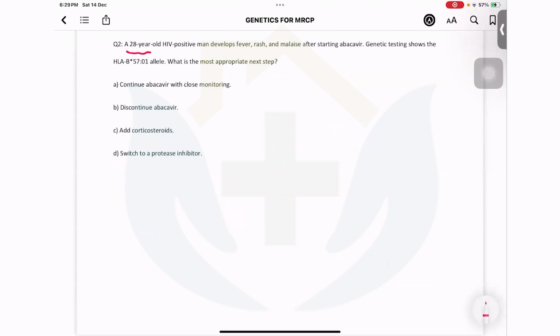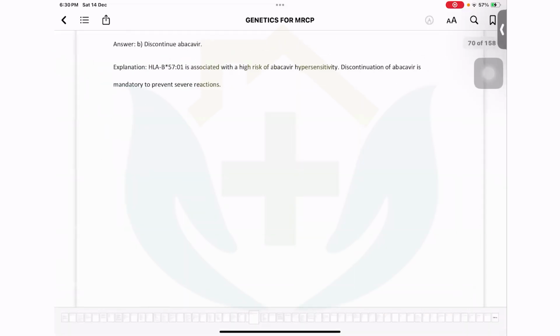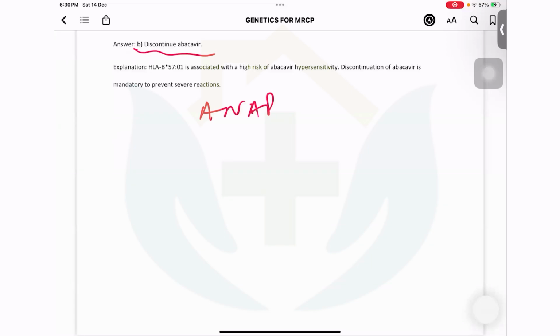A 28-year-old HIV positive patient develops fever, rash, malaise after starting abacavir. Genetic testing will show HLA-B5701 allele. What is the most appropriate next step? Discontinue abacavir. Yes. You have to discontinue abacavir, otherwise they can have anaphylaxis in the next dose. So this is important for us.